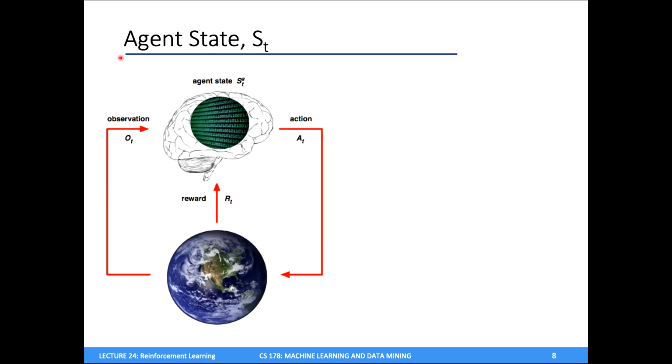This leads us to the notion of an agent state. I'm going to use capital S sub T to represent the state of an agent throughout these slides. Intuitively, you should think of an agent's state as the agent's mental model of what's going on. It's their internal representation of the world. So the agent's state is some kind of computation that it does based on the observations, rewards, and actions that have been taken previously.